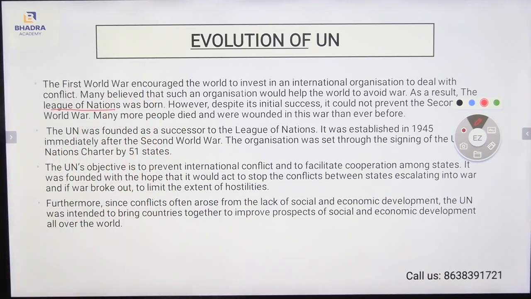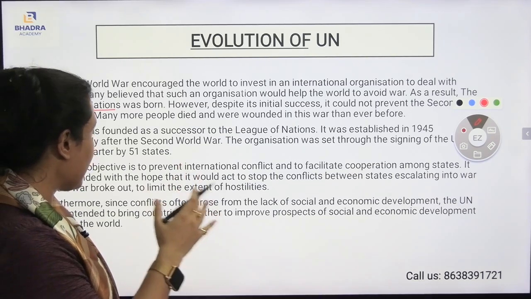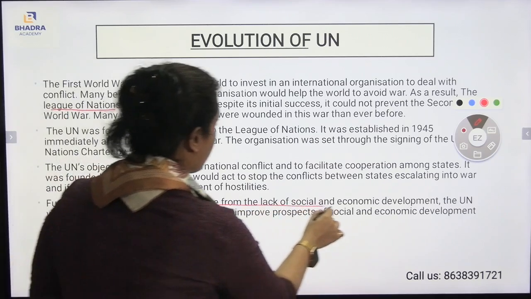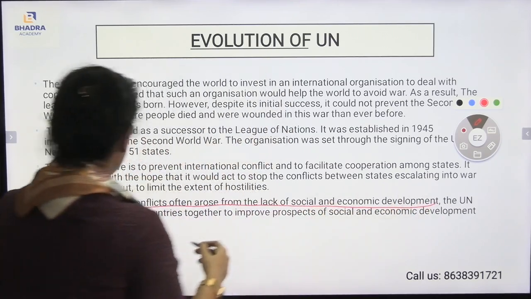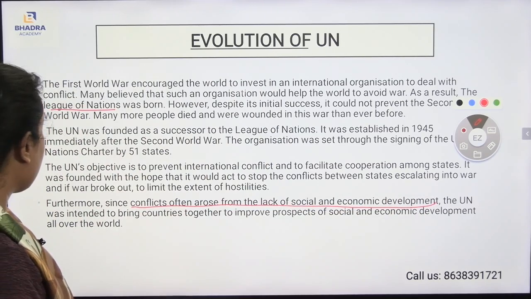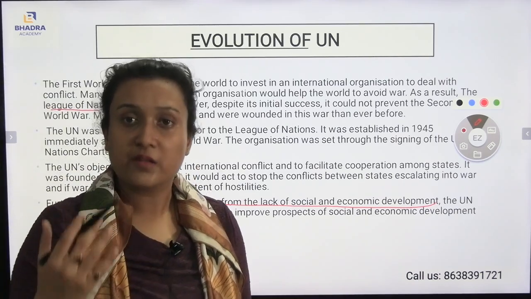Now, furthermore, since conflicts often arose from the lack of social and economic development, the UN was intended to bring countries together to improve prospects of social and economic development all over the world. Now, if I talk about social and economic development, you see, conflicts often arose from the lack of it. Most of the countries are still in poverty.